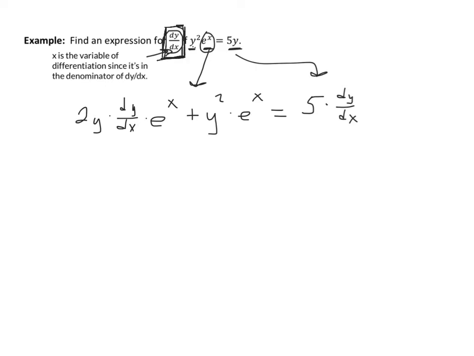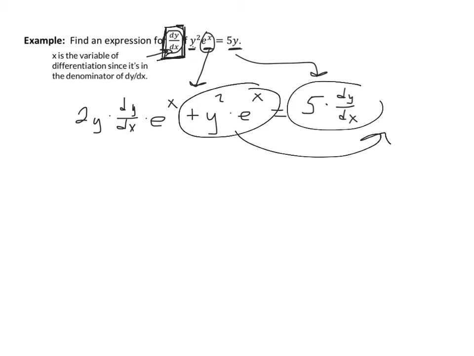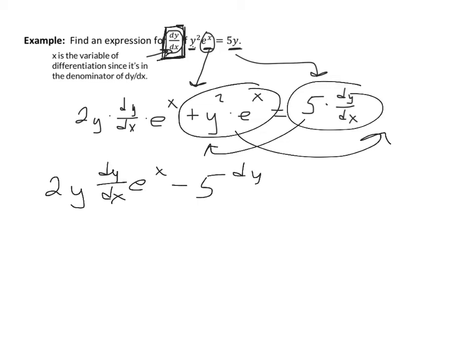Now the last thing I need to do, the problem said find an expression for dy/dx, and so I need to solve for dy/dx. So let's see here. If I'm going to solve for dy/dx, I want to move the non-dy/dx things to one side and the dy/dx things to the other side. So here on the left, I'm going to have 2y dy/dx e to the x minus 5 dy/dx equals negative y squared e to the x.